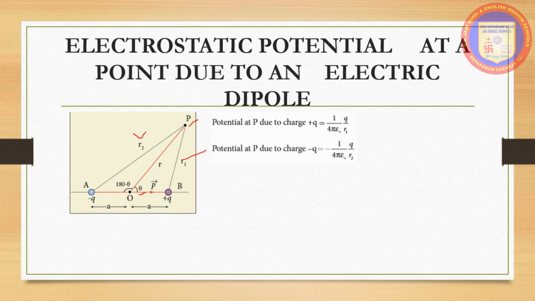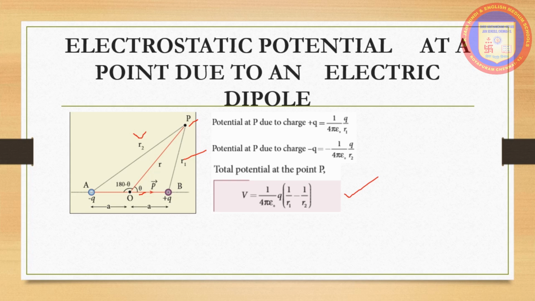Potential at P due to the charge plus Q will be given as 1 by 4 pi epsilon naught Q by r1. Potential at P due to the charge minus Q is equal to minus 1 by 4 pi epsilon naught Q by r2. When we find the total potential, we have to add them together. So V is equal to, taking the constant terms outside, Q by 4 pi epsilon naught into 1 by r1 minus 1 by r2.